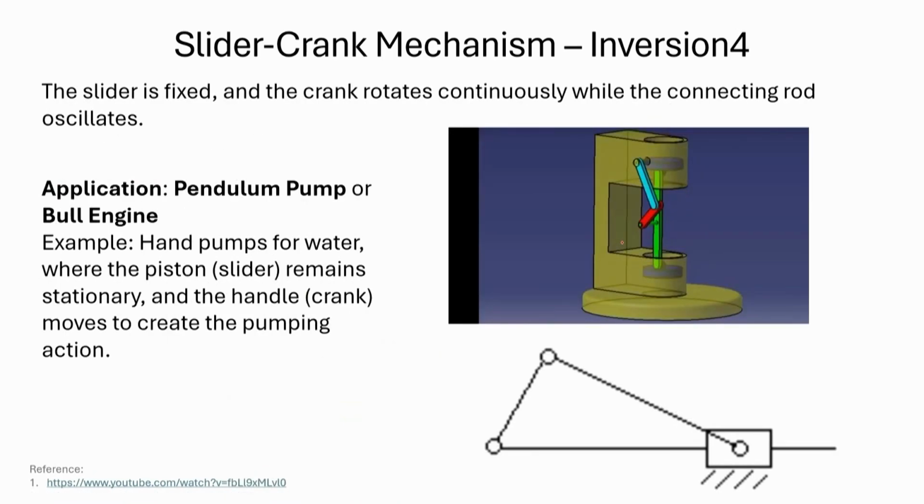Now, inversion 4 is that the slider is fixed and the crank rotates continuously, and the oscillation is happening in the connecting rod itself. So, typically pendulum pump, bull engine, hand pumps for water, they all follow this type of a system. So, you can see how this system is going to work. You can see here that the slider is fixed. The crank is rotating and this connecting rod is actually oscillating in this system.